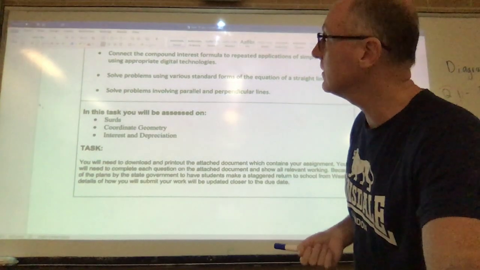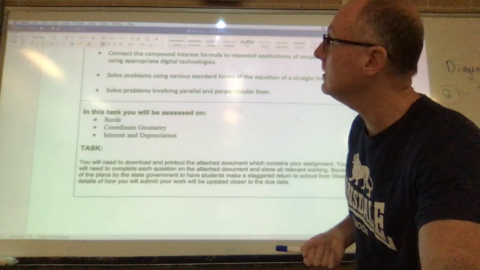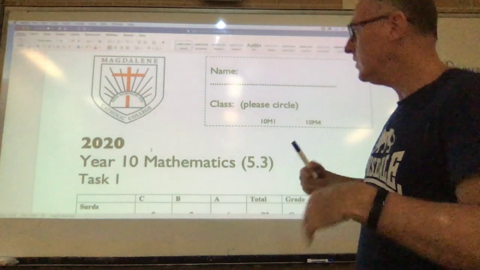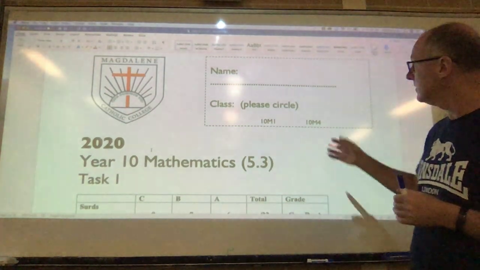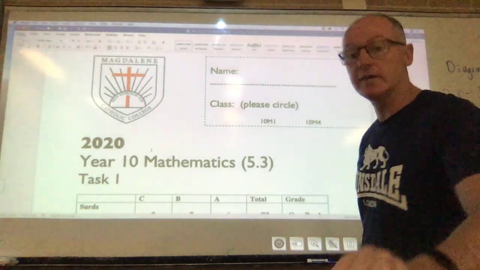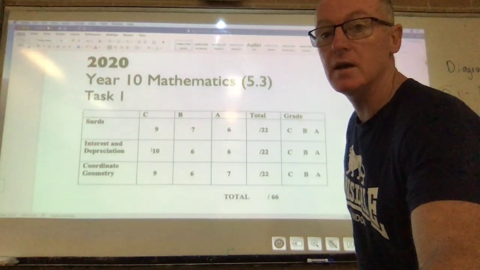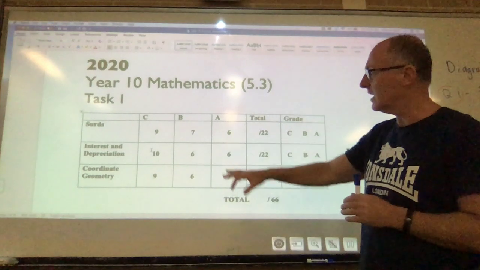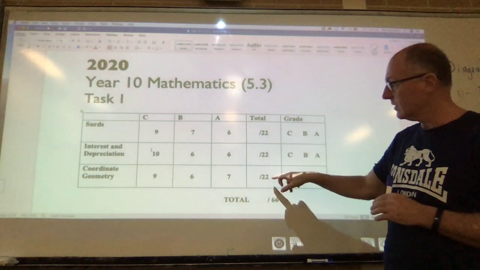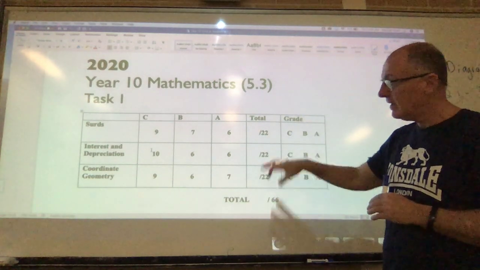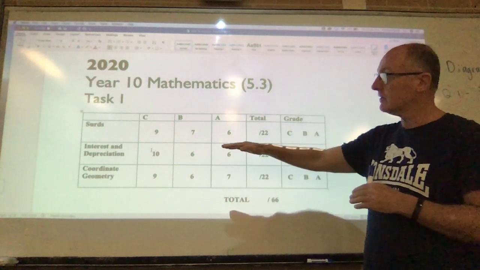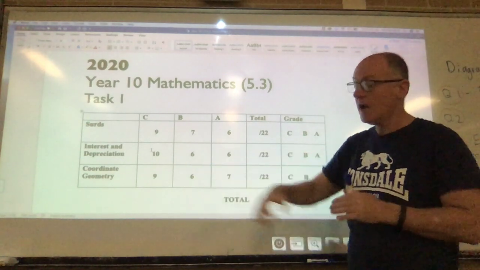So I'm just going to go across to the actual assignment itself. So here we go. I'll just get rid of this one here. And here is the actual assignment. So when you print out this assignment, you're either in 10M1 or 10M4, circle the right one, put your name up there. If I scroll down, the first part of it looks very much like a test, but it's telling you what each of the sections is worth. So surds is worth 22 marks, interest depreciation 22, coordinate geometry 22. So in total, this assignment is worth 66 marks. So it goes through surds, questions first, then interest depreciation, then coordinate geometry.